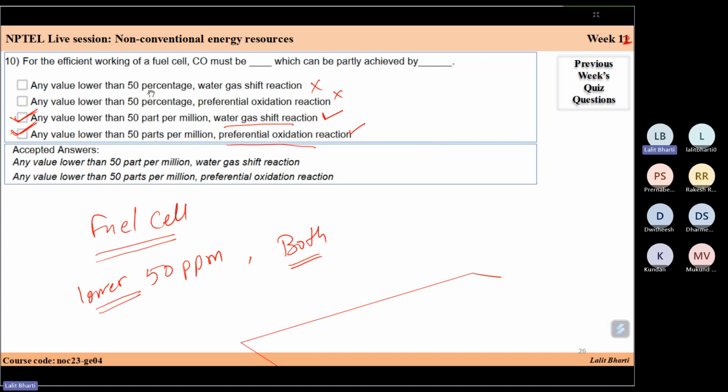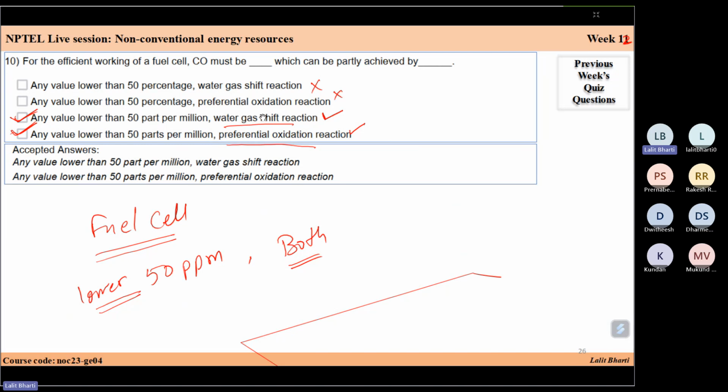So option 1 is saying lower than 50%. That is clearly not correct because we need 50 ppm. ppm means parts per million. So we need low values, lower than 50 ppm. And how is it removed?